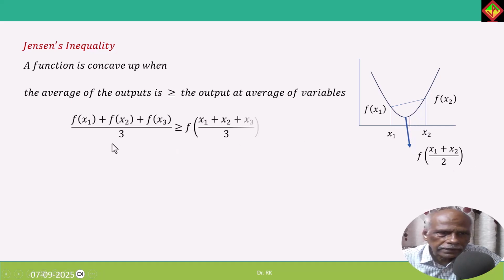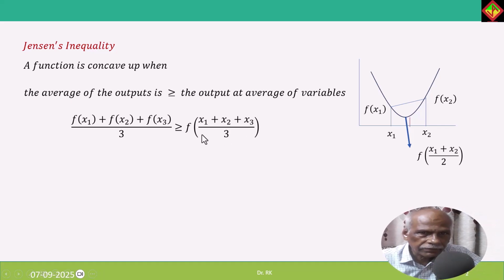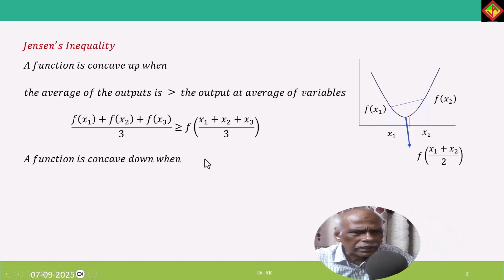Therefore, the condition is f of x1 plus f of x2 up to n points f of x1 வரைக்கும் divided by n. Right? இங்க வந்து 3 points எடுத்துருக்கேன். f of x1 plus f of x2 plus f of x3 by 3 is greater than or equal to f of x1 plus x2 plus x3 by 3. இந்த condition satisfy ஆனா the curve is concave up. Concave down க்கு the opposite condition.